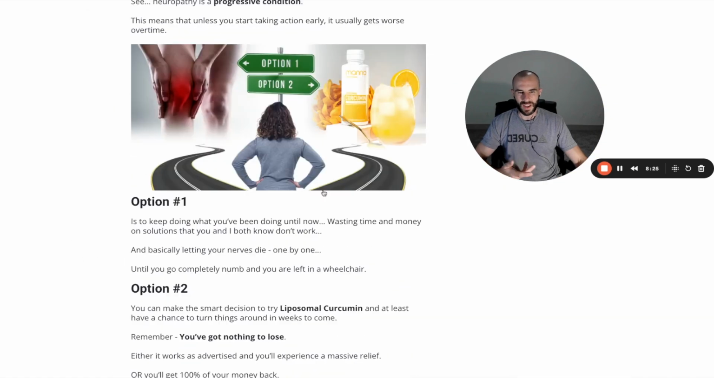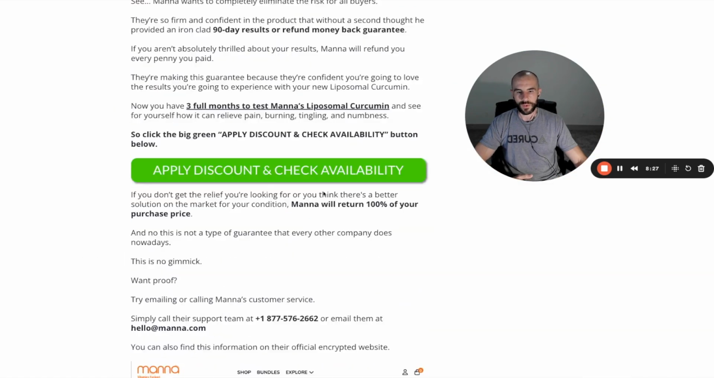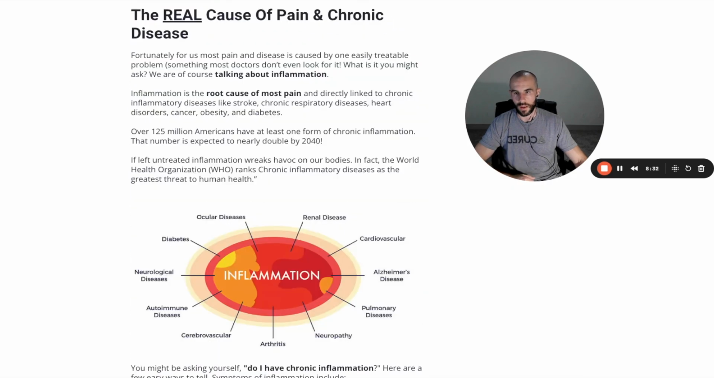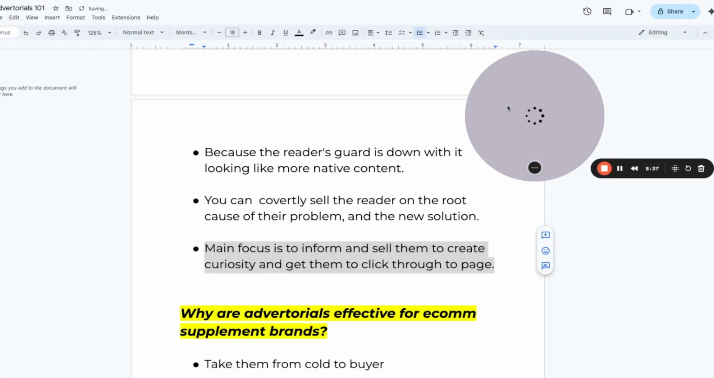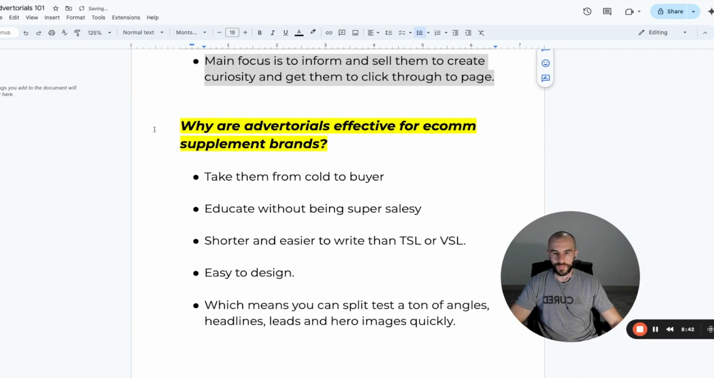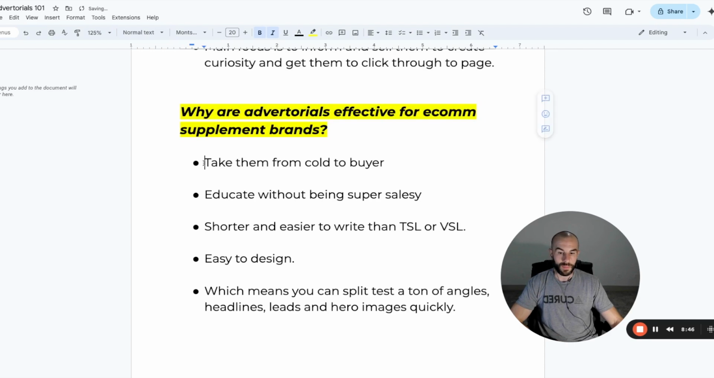So you can see how this kind of goes when it comes to advertorials and the different ways that it can look. So I'm going to pop back over to the Google Doc, and we will continue looking at why they are so effective. So those are just a few examples of advertorials being used for supplements. So why are they so effective for ecom supplement brands? So it takes somebody from cold to a buyer relatively quickly.